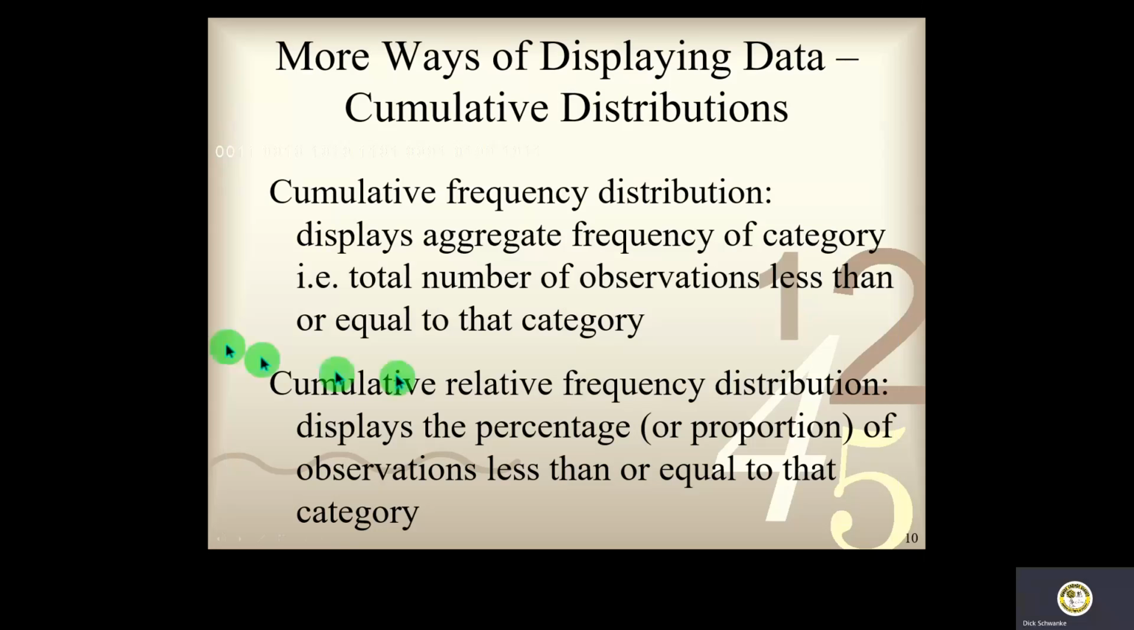Now, there's some more ways we can display the cumulative ones. We can do a cumulative frequency distribution to display the aggregate frequency, in other words, the total number of observations that's less than or equal to that. And that line will start low and gradually get bigger. And likewise with the cumulative relative frequency distribution, it'll start at 0 and end at 1.